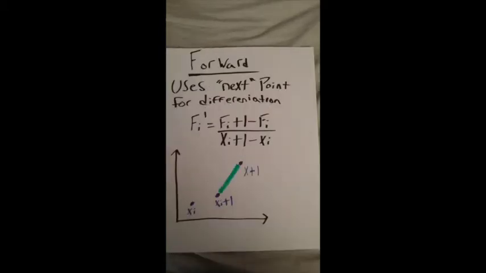There are three different methods for differentiation on MATLAB. One of them is forward. Forward uses the next point for differentiation. It uses the equation f of i prime is equal to f of i plus 1 minus f of i, all over x of i plus 1 minus x of i.